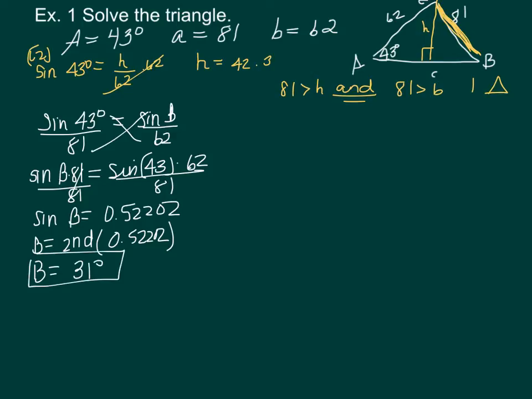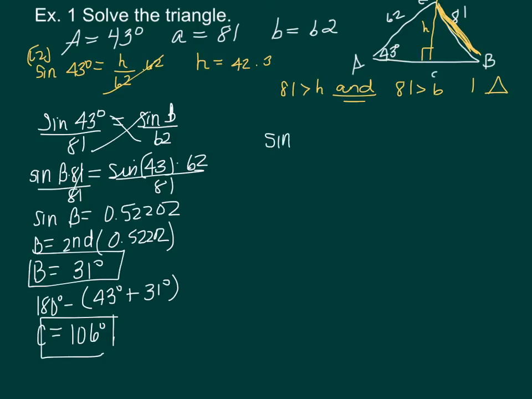Which means now we can find angle C. So you're going to do 180 minus angle B plus angle A, and then you'll get angle C is 106 degrees. And then once you get your two angles, now you can find little c. So you do sine 43 over 81 is equal to sine 106 over little c.